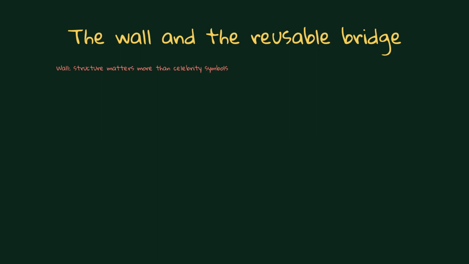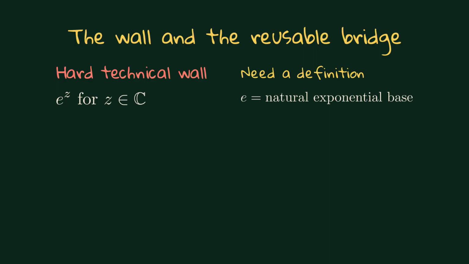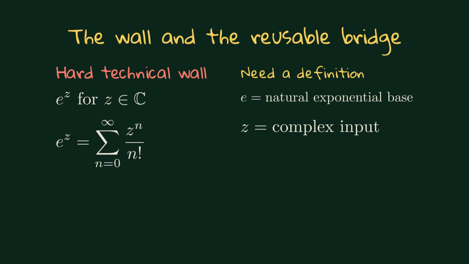The wall is this. The line is not deep because the symbols are famous. It is deep because the structure under them can be used again and again. There is also a hard technical wall. To make Euler's formula strict, you need to know what e to the z means when z is complex. Here, e is the base of the natural exponential. z is a complex input, not just a real number.